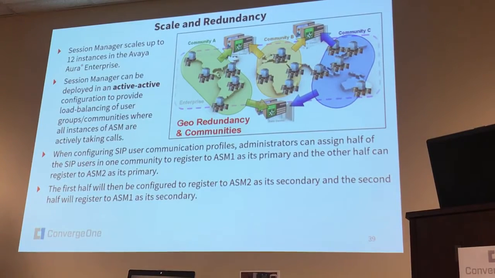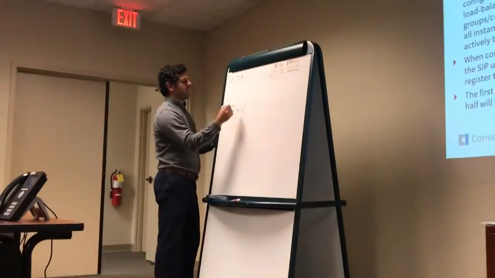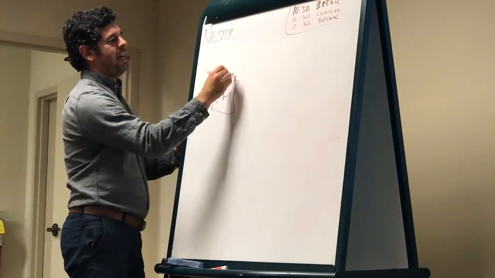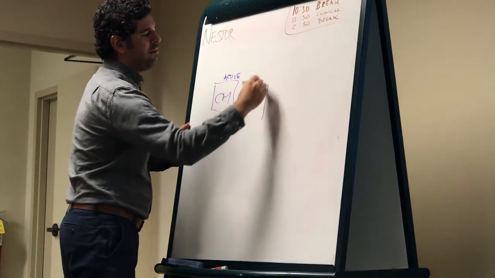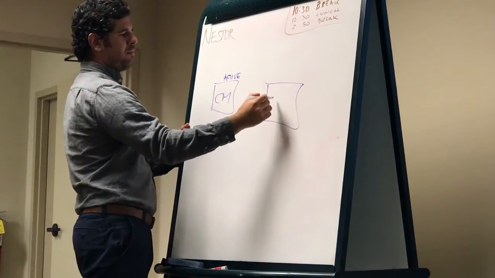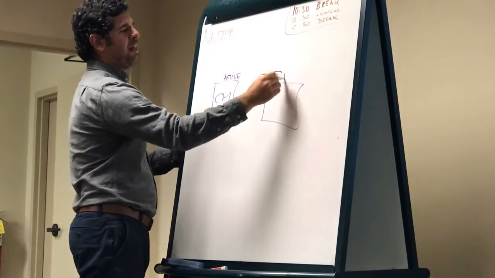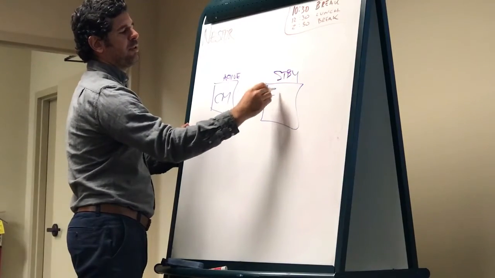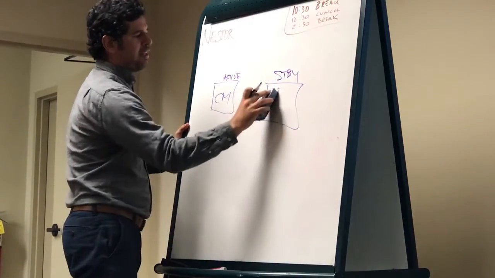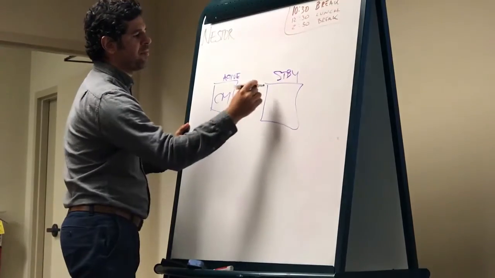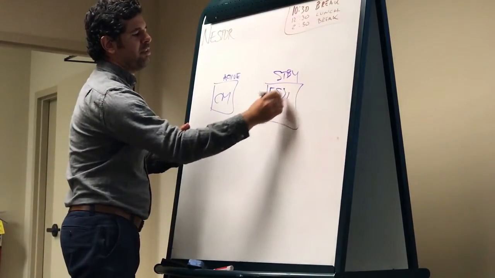Let's actually compare these with CM first. With CM, you have one server as the active one, and then you have another server as a standby server, and that's what in CM we call an LSP or an ESS. Either an ESS or an LSP.